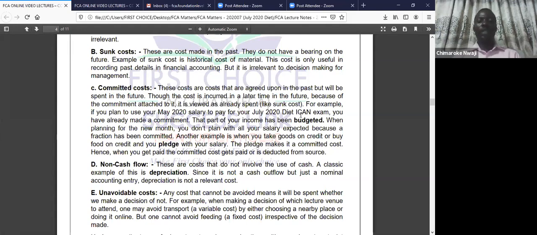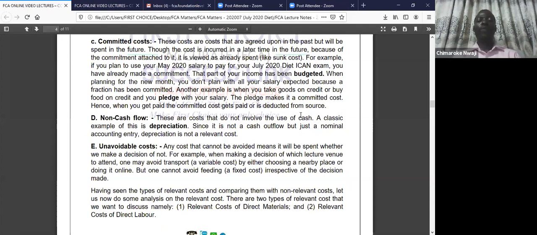The next one is non-cash flow. Any cost that does not involve the movement of cash is not a relevant cost. For example, depreciation. What is depreciation? Depreciation is wear and tear from use of an item.